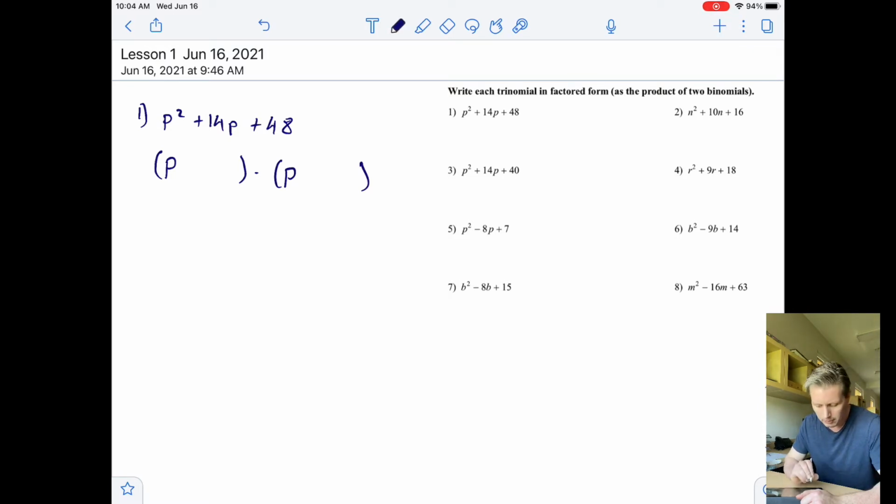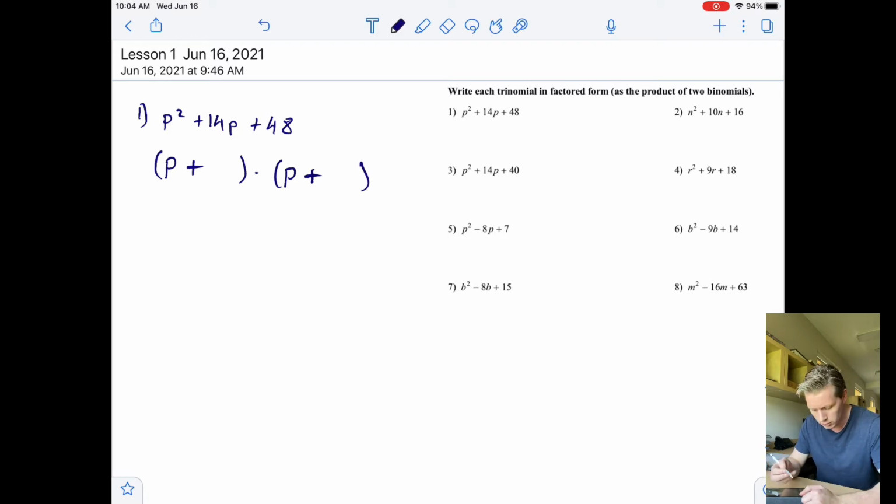The fact that I have a positive middle term, that positive 14p, tells me that the signs are going to be plus and plus. So I'm going to have p plus something times p plus something. And so now it only remains to find factors of 48 that will sum to 14. And maybe a little bit of trial and error here.